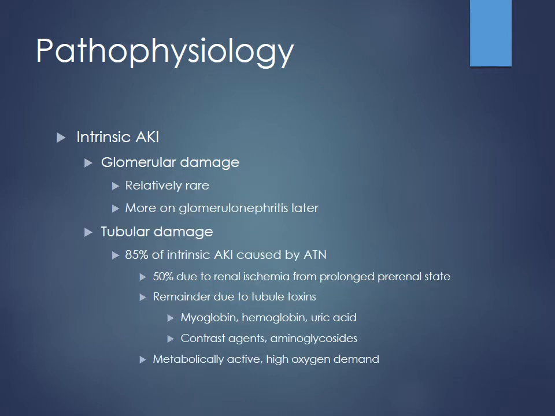But looking at the glomerular damage, this is not going to be super common, but we'll talk about glomerulonephritis a little bit later. Then looking at tubular damage, this is probably where the most causes of intrinsic kidney injury are going to be happening. A lot of it can be related back to this pre-renal state, where if you left them pre-renal for long enough, that's where you get that ischemic insult. So again, 50% of it is going to be related back to that. The rest of it can lead to things like myoglobin precipitating out in the kidneys, hemoglobin, uric acid.